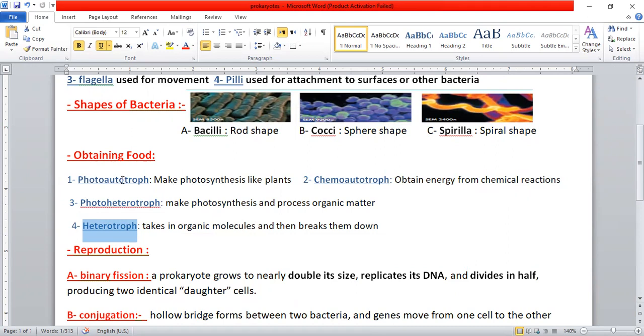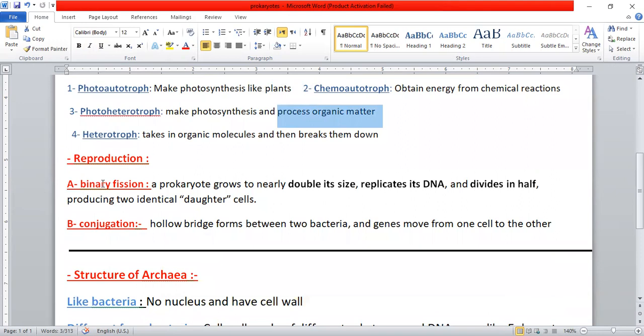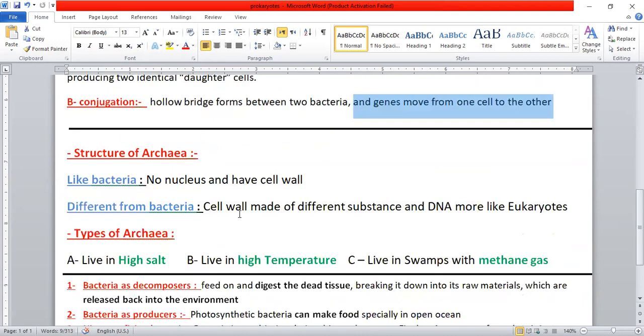Photoheterotrophs are like a combination between photoautotrophs and heterotrophs. They can do photosynthesis and also process organic matter. Reproduction is by binary fission, when the cell grows to double its size, then copies its DNA, then divides into two daughter cells. And conjugation is a way of reproduction when a hollow bridge is formed between two bacteria and genes move from one to the other, okay?